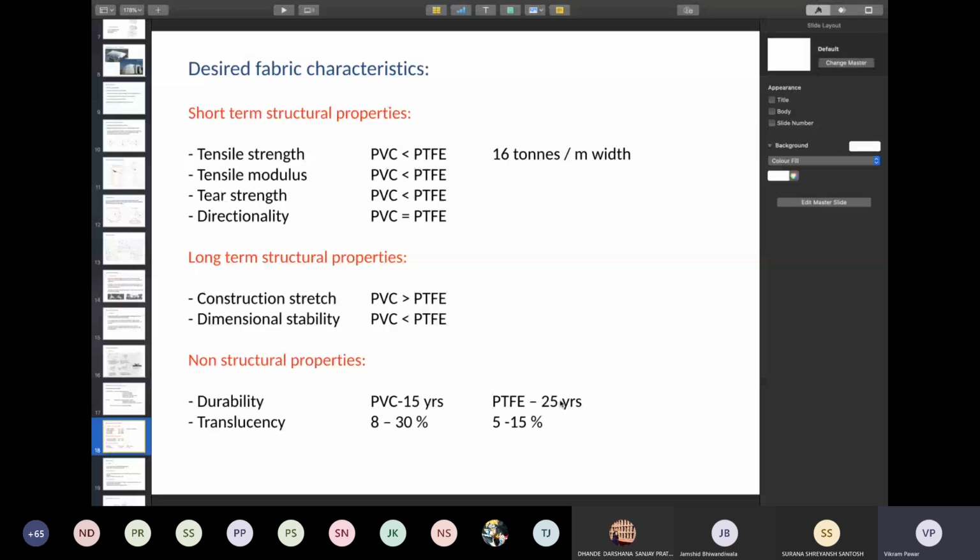Translucency is very important because most of these fabric structures, if they are exposed to the sun and to UV radiation, are going to yellow. So this is very important from our point of view, because many of these structures look very ugly when this factor is not considered.